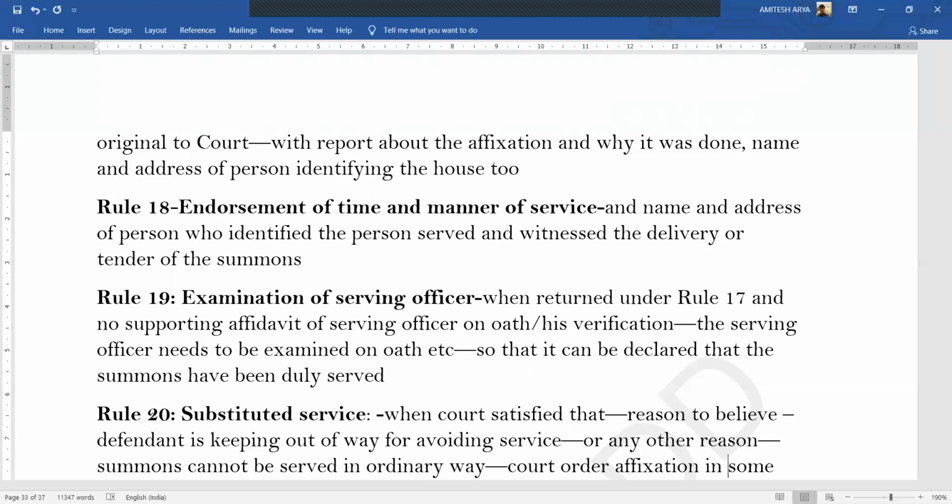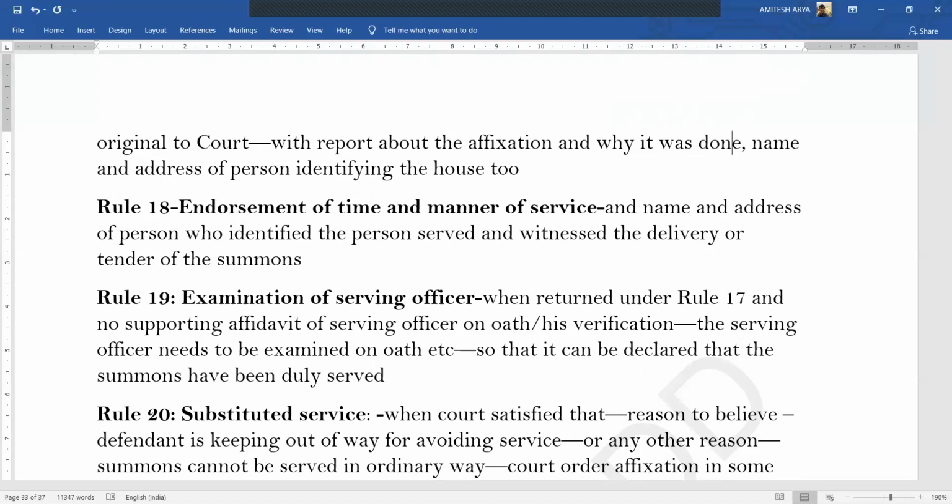And if the court feels under Rule 20 that he is doing it purposefully or for any other reason, first he goes and does that affixation. If required, the court can also call for circulation in the local newspapers. Now, we understood how the delivery was taking place.